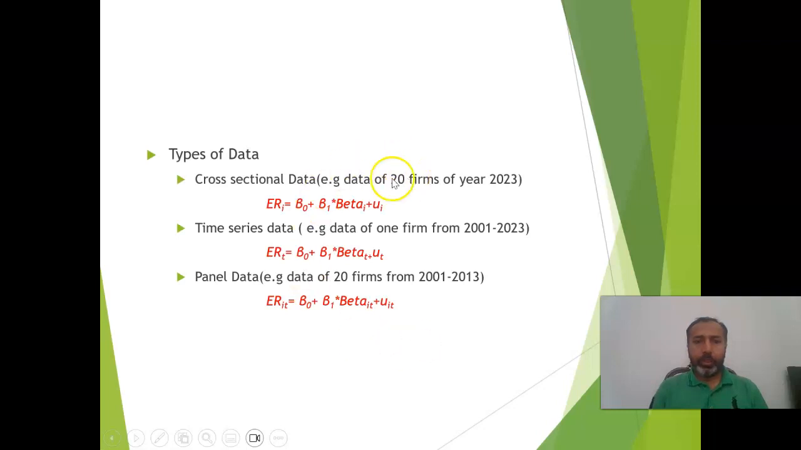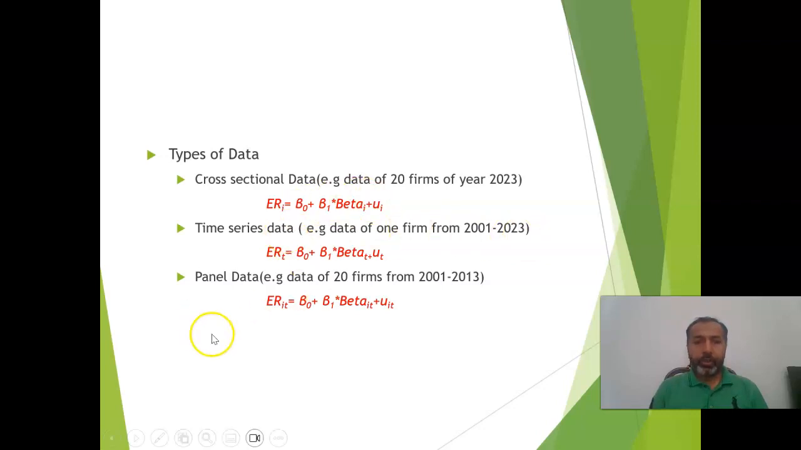As you know, there are three main types of data: cross-sectional data, time series data, and panel data. Today we shall discuss time series data. Time series data is data in which the cross-sectional unit remains fixed while years change. For example, if we collect data on one firm from 2001 to 2023, there will be one firm only, so the cross-sectional unit is 1 and the years change from 2001 to 2023, so there are 23 years, and we will call it time series data.